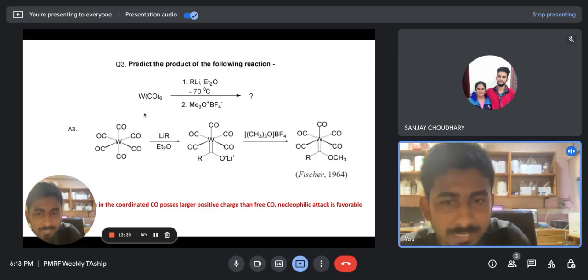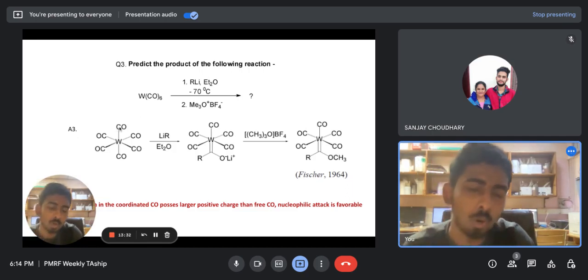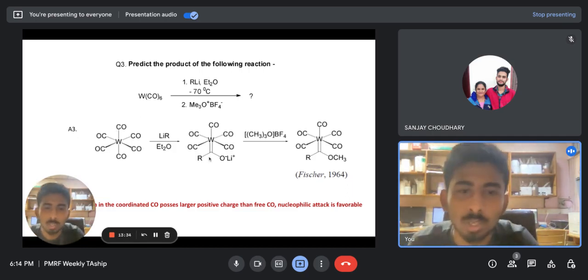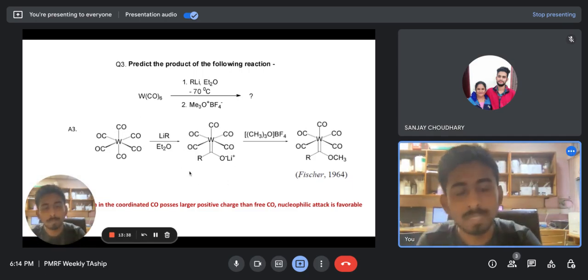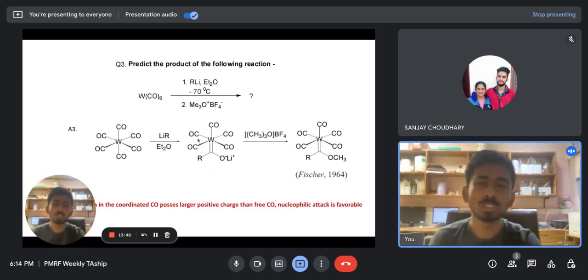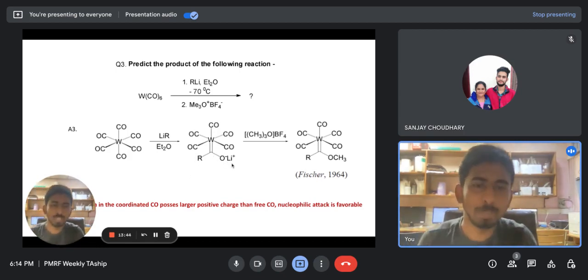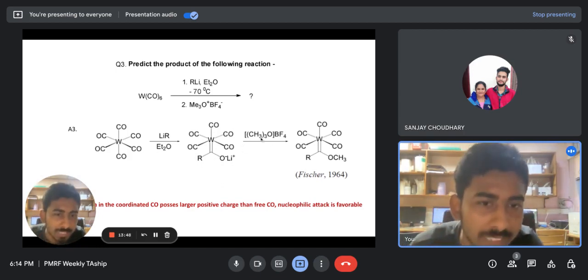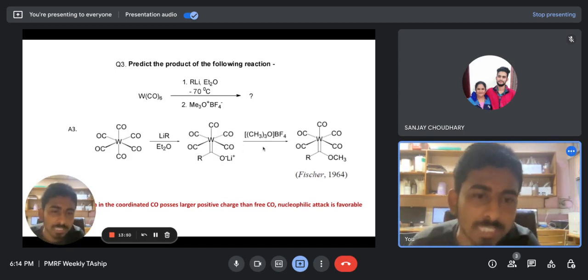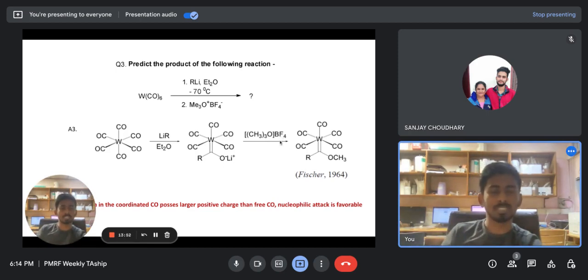That's why this R attacks one of the coordinated COs, and the O minus will then grab the lithium to form the acyl salt, W(CO)5 RCOOLi. So this acyl salt will be prepared. Now you can see that the acyl salt is treated with trimethyloxonium tetrafluoroborate.